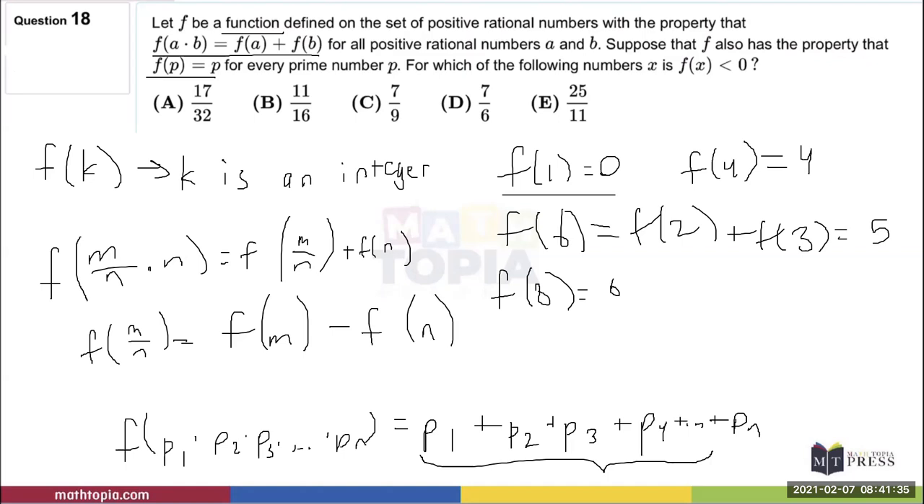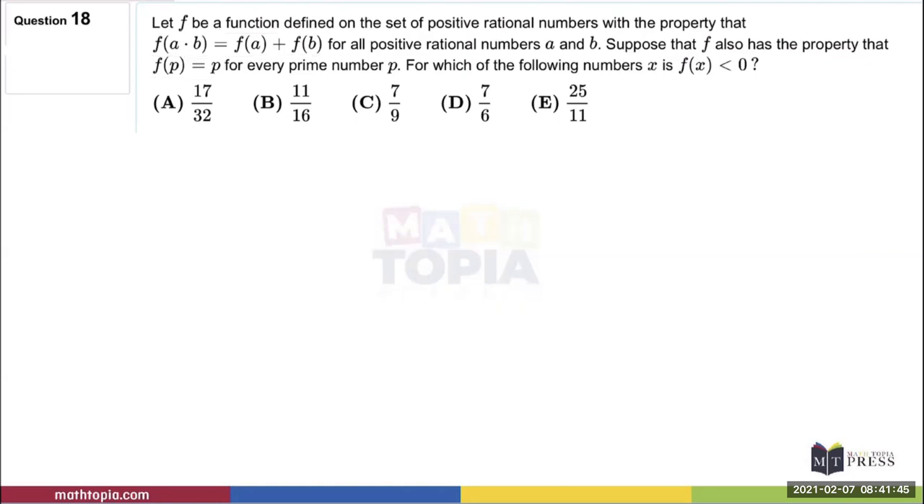And that's it. These two formulas combined allow us to check all of the answer choices, right? I'll just do A and B just to show you. So we have these two formulas, f of p1 times p2 times dot dot dot times p of n is equal to the sum of those prime numbers up to p of n.